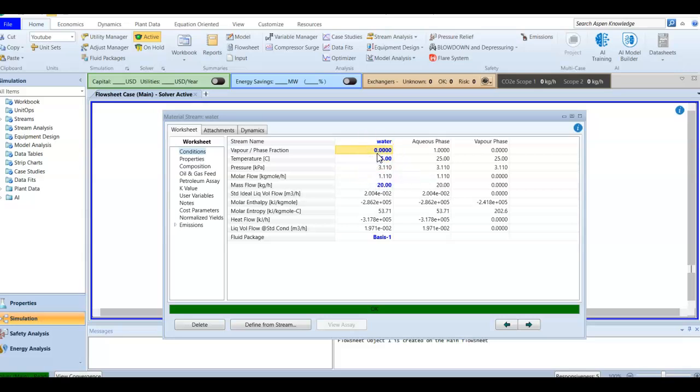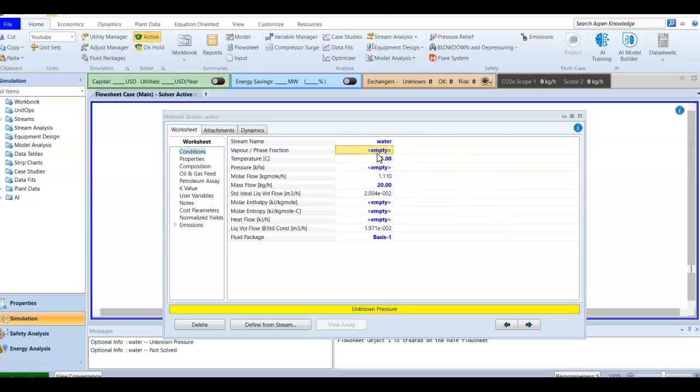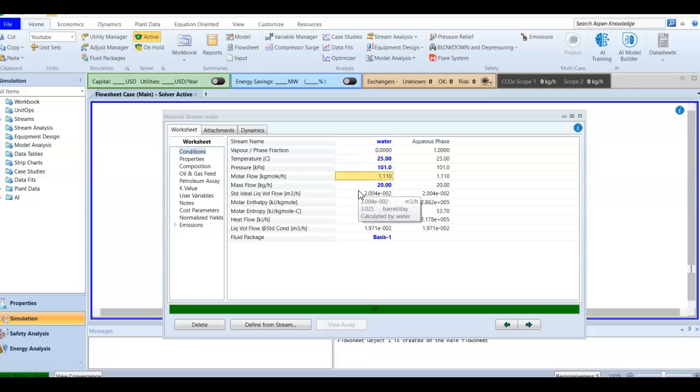In this case I'm going to remove this. It is not 100% liquid or 100% vapor. I'm looking for a pressure which is atmospheric pressure. So 101, this is the atmospheric pressure. At atmospheric pressure and this temperature, we know that the water will be in the liquid phase. That's why we have a vapor fraction here equal to 0. We don't have any vapor at this temperature.